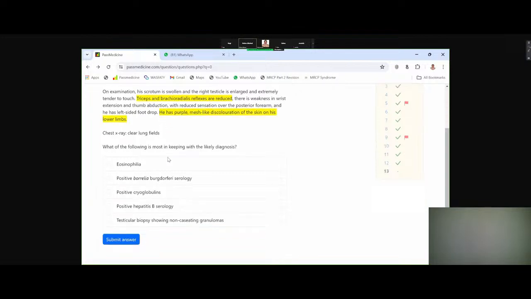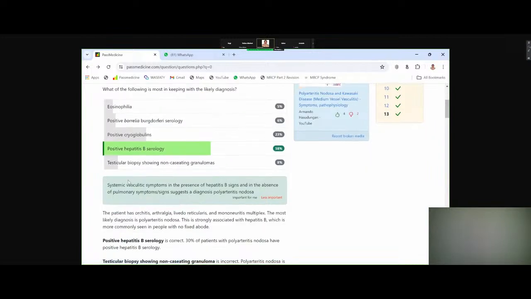So we will go with the positive hepatitis B serology. Which of the following is most likely in keeping with the diagnosis? Eosinophilia, positive Borrelia, positive cryoglobulins, positive hepatitis B serology, or testicular biopsy showing non-caseating granulomas. I think we will go with B, hepatitis B. It's common in this: 30% of patients with PAN have hepatitis B positivity.